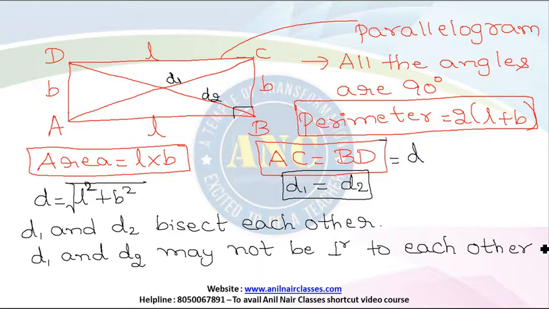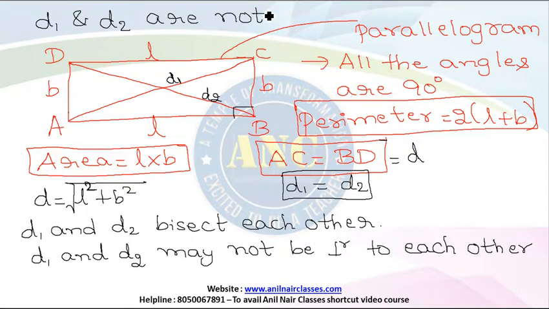In fact, if the diagonals are perpendicular to each other, then it becomes a square. And another property of a rectangle, let me write it at the top of the screen. The diagonals D1 and D2 are not perpendicular, right sir?